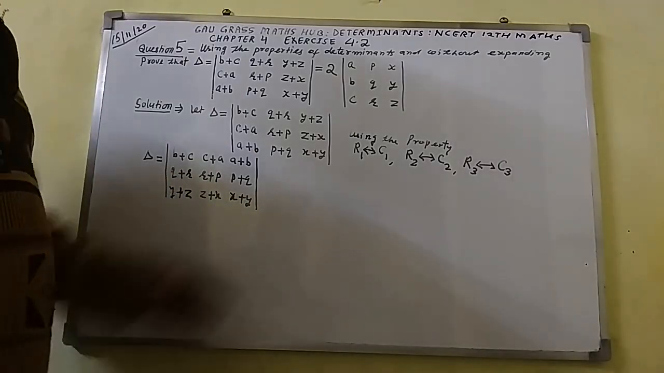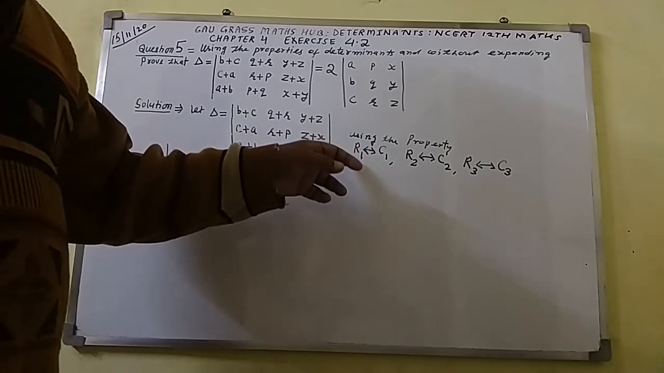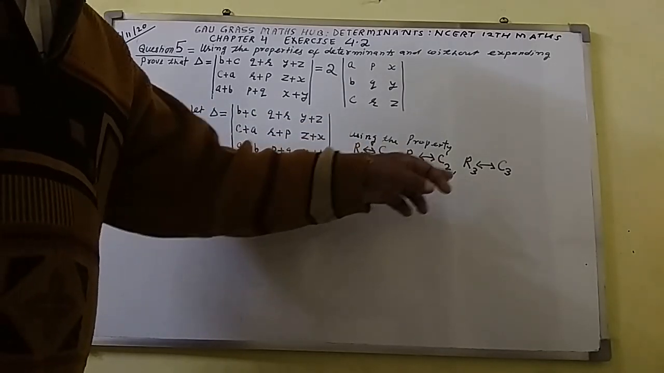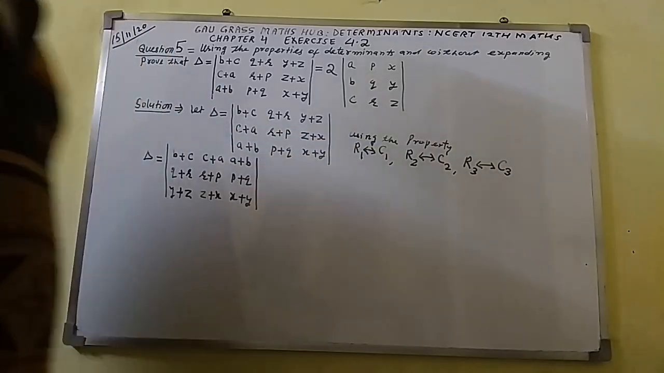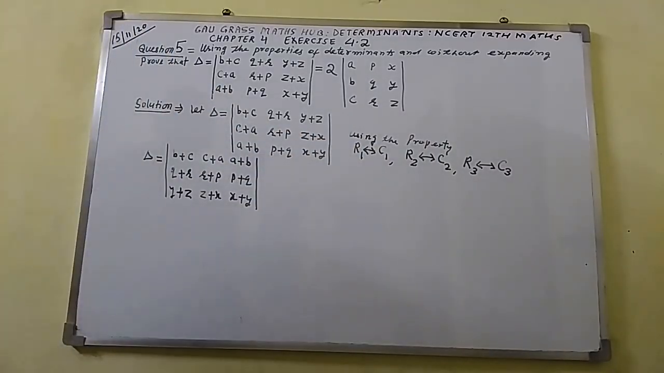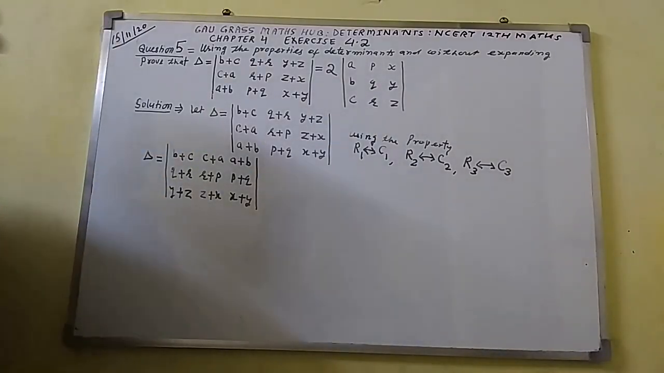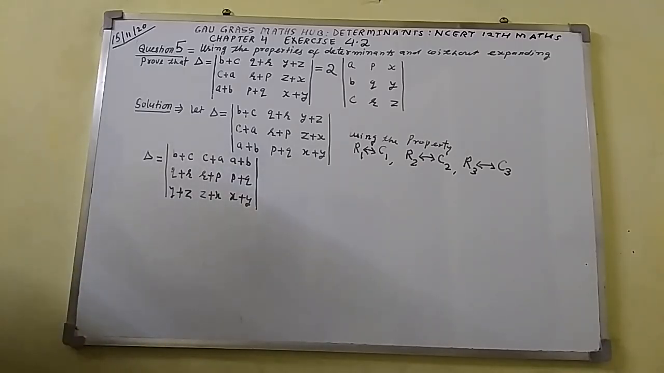This is the determinant by using the property: R1 interchange to C1, R2 interchange to C2, R3 interchange to C3. I have done here. So this thing I have got here. Third property of determinant I have applied here. What you have to do here?